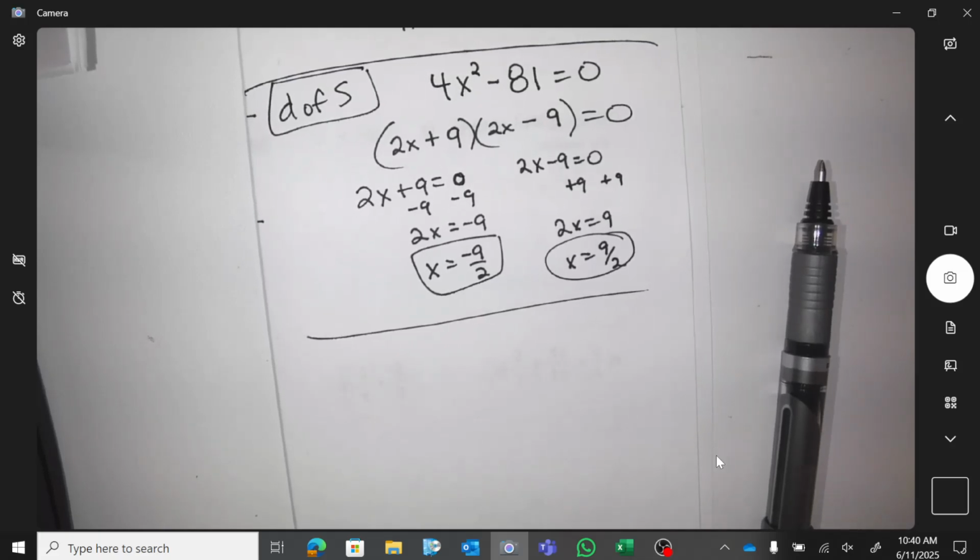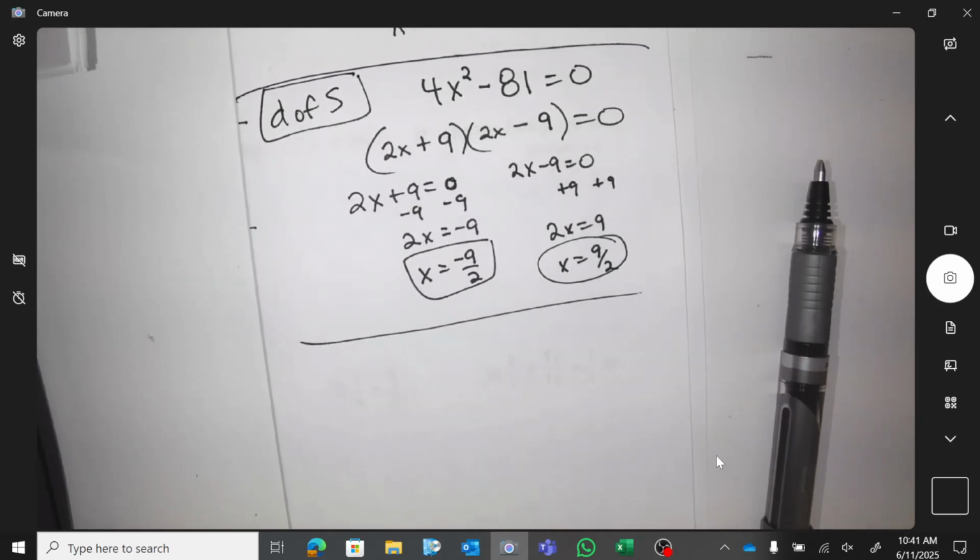Okay, that's technically what I was doing before. It was just very easy to see. How do you make the bracket be 0? It's just algebra.